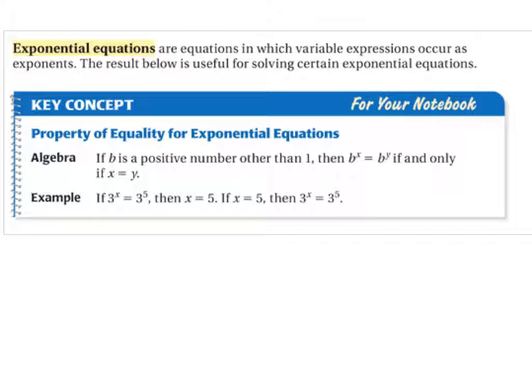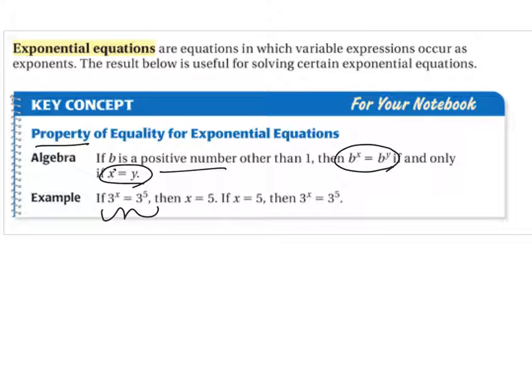All right, moving into our lesson. Exponential equations are equations in which variable expressions occur as exponents. The result below is useful for solving certain exponential equations. So the property of equality for exponential equations: if b, your base, is a positive number other than 1, then b to the x equals b to the y if and only if x equals y. Okay, we're going to use that.